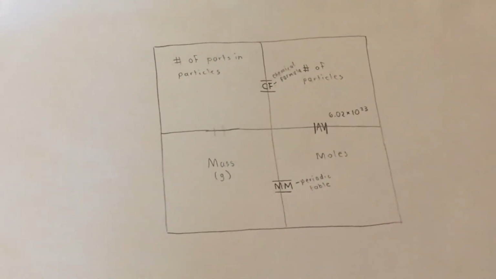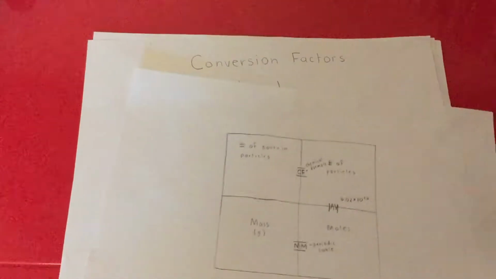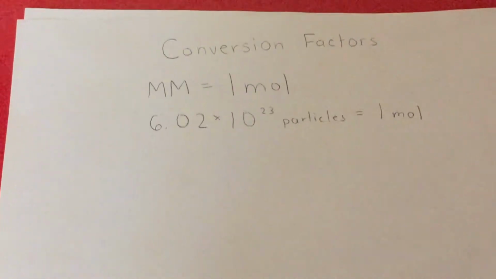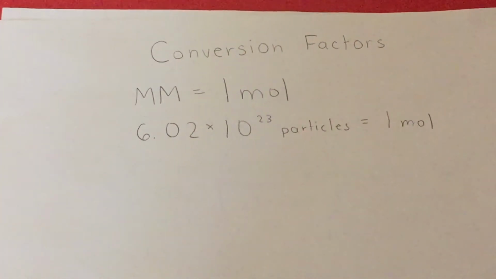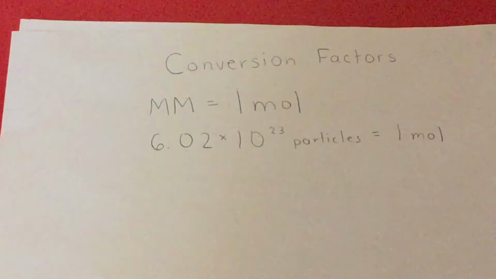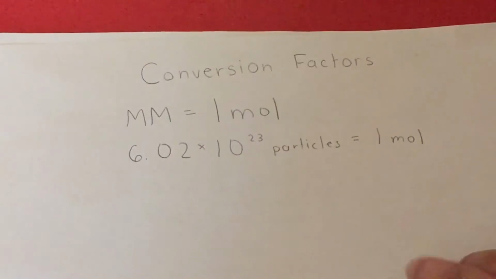So we'll be referencing this mole house diagram throughout our practice problems. And also just a reminder that molar mass is always equal to 1 mole, and same goes for Avogadro's number. So just be aware of that when we're going through the practice problems.